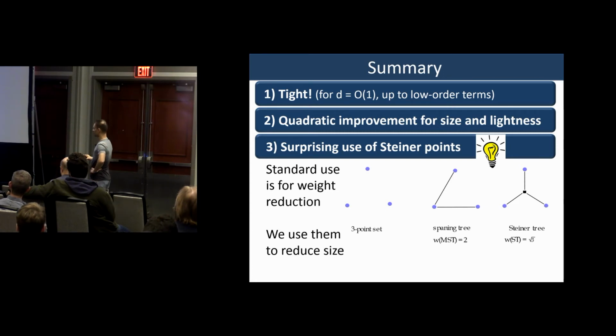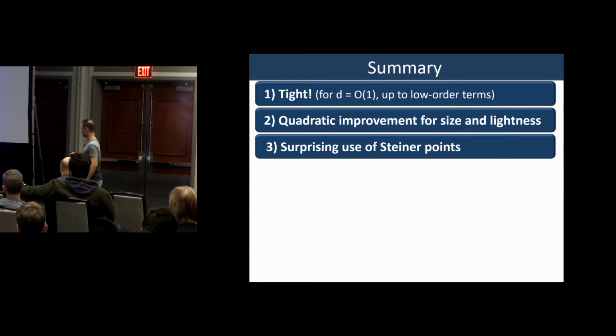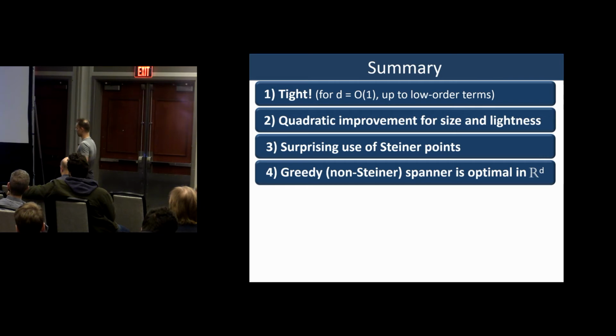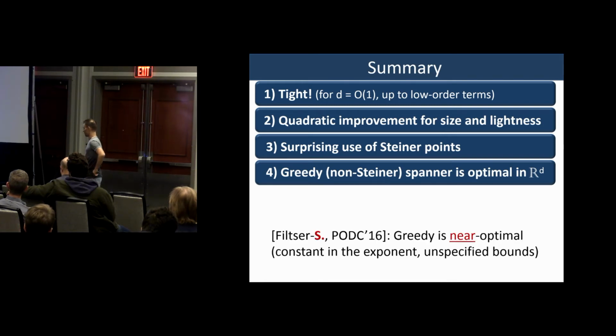And what we show is, in some sense, opposite. We show that you can actually reduce the number of edges using Steiner points. And we are not using Steiner points for reducing lightness or weight. Okay, so the last takeaway message is that the greedy spanner is optimal both in terms of size and lightness. And this refines a previous work with the filter, where we showed that essentially the greedy spanner is nearly optimal.